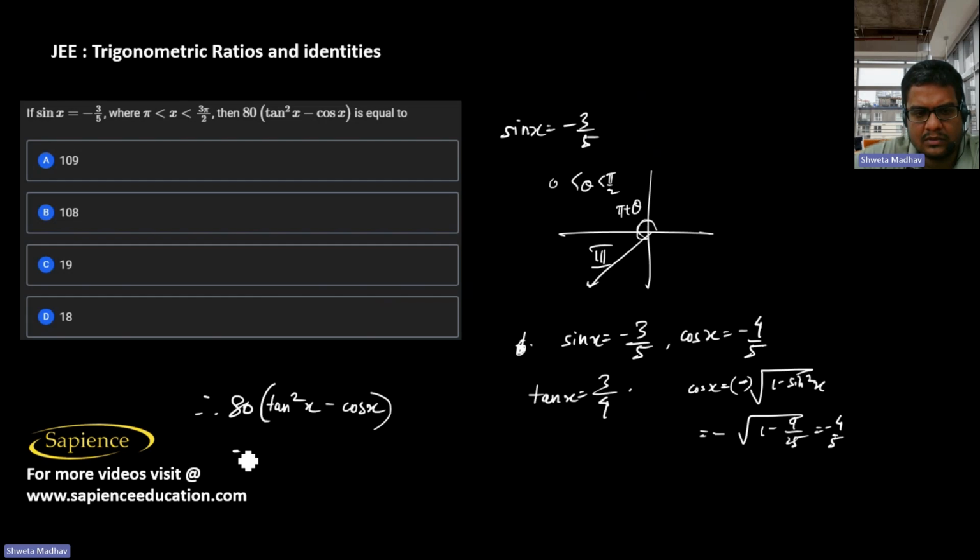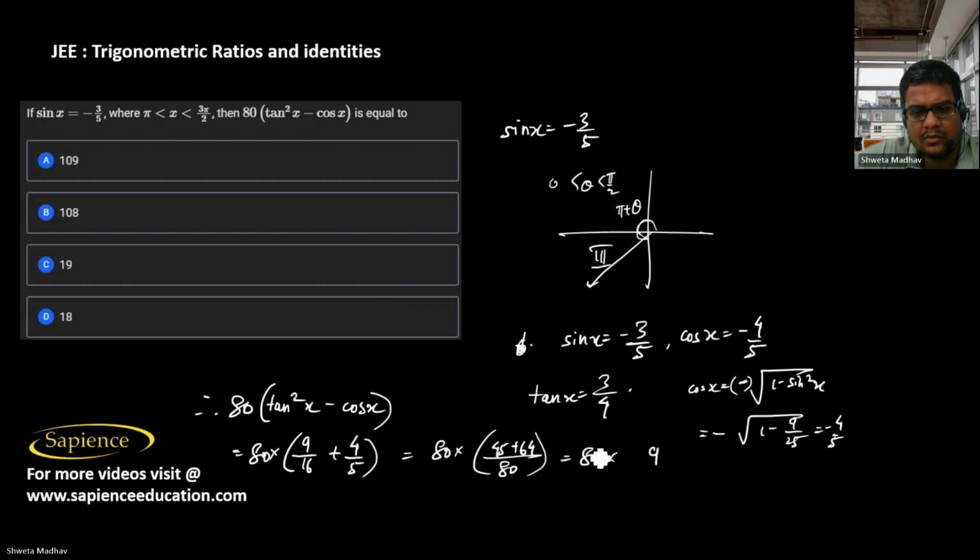So tan x is 3 by 4. Therefore this will be 80 into tan square x, that is 9 by 16, minus cos x. Cos x is minus 4 by 5, so it becomes plus 4 by 5. The LCM will be 80: 5 into 9 is 45, then 16 into 4 is 64. This will be 80 into 109 by 80. So these two will cancel, and the answer will be 109. So option A is the correct answer.